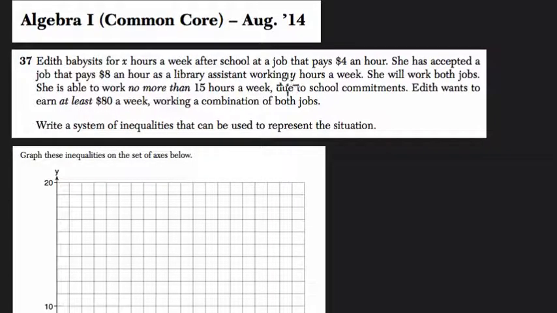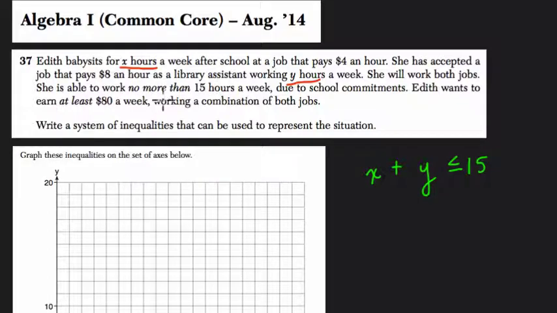That's where I think this is a little confusing, because you have two different variables for hours, and it's a little difficult to think about. She will work at both jobs. She's able to work no more than 15 hours a week. So first of all, let's say X is the number of hours babysitting, and Y is the number of hours at the library. We know the sum of those two has to be less than or equal to 15 hours a week due to school commitments.